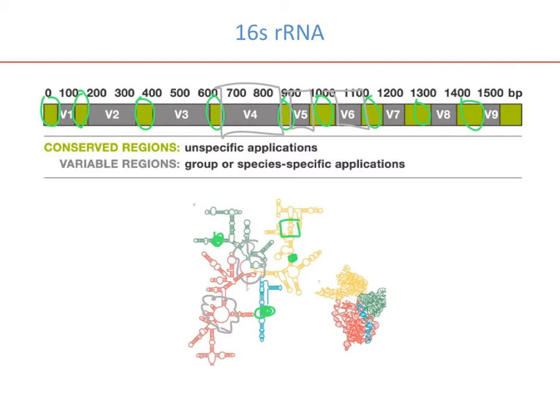So does everyone understand how this linear representation of the DNA corresponds to this two-dimensional version of the rRNA structure? Does that make sense? Variable, conserved, why each piece is variable and conserved.